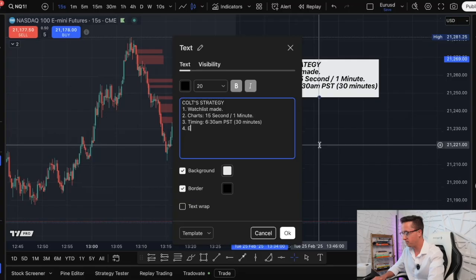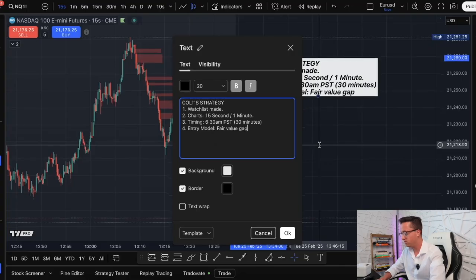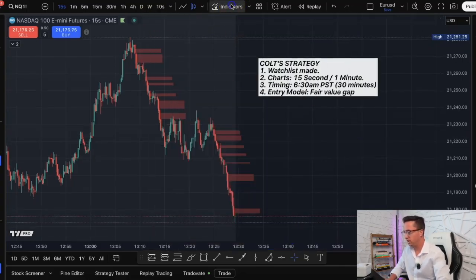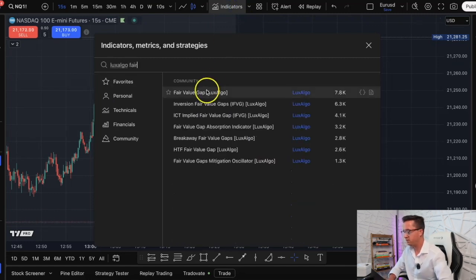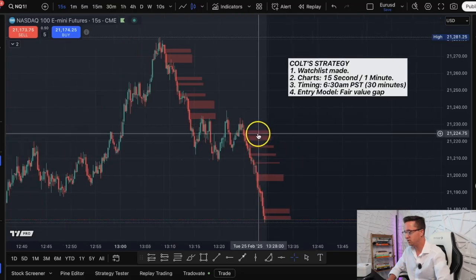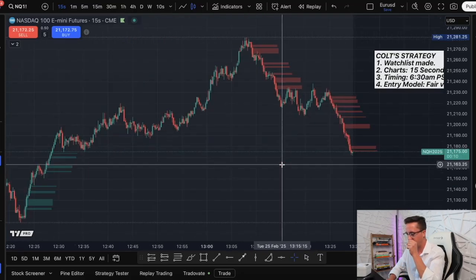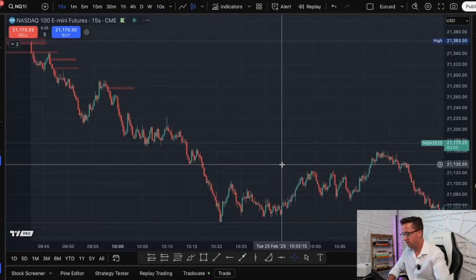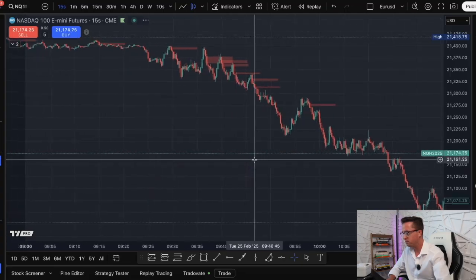Next thing is our entry model. And what we use is a fair value gap. I'm going to explain this for you guys. If you go to your indicators and type in Lux Algo fair value gap, this indicator is a game changer. You guys can see all these little rectangles on my chart. That is the fair value gap indicator printing right there. So let's go back to the market open and I'll show you guys a little trade that I was able to capitalize on earlier today.